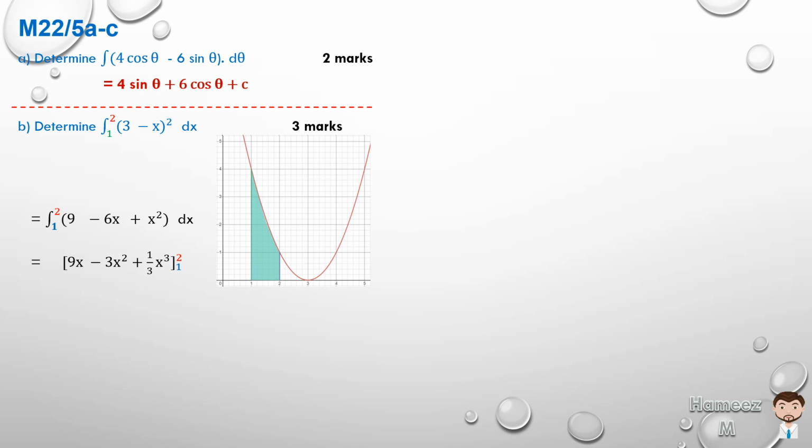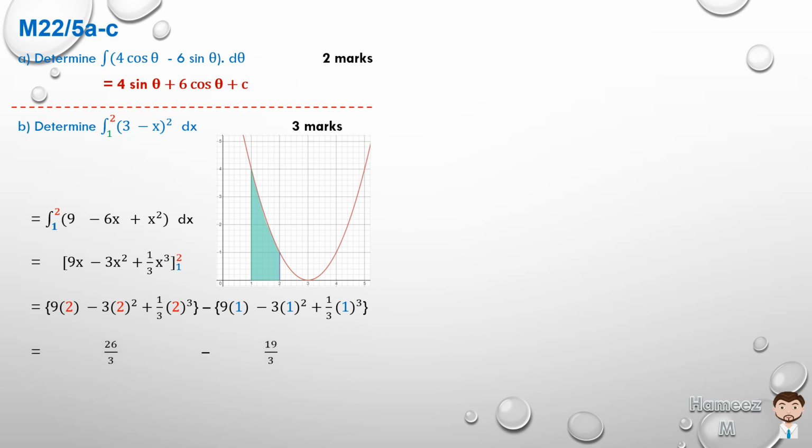So we now substitute the upper and lower limits. That'll give us 9 by 2 minus 3 by 2 squared plus 1/3 by 2 cubed, minus 9 by 1 minus 3 by 1 squared plus 1/3 by 1 cubed. So 9 twos are 18, minus 3 by 2 by 2, which is 12.